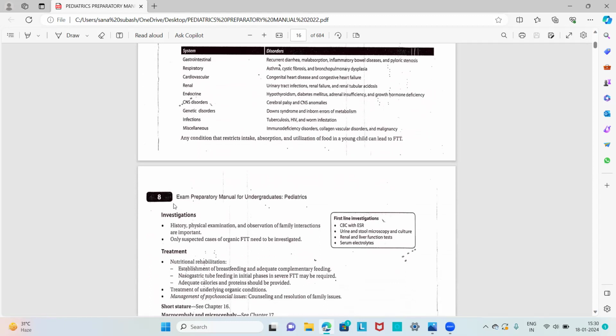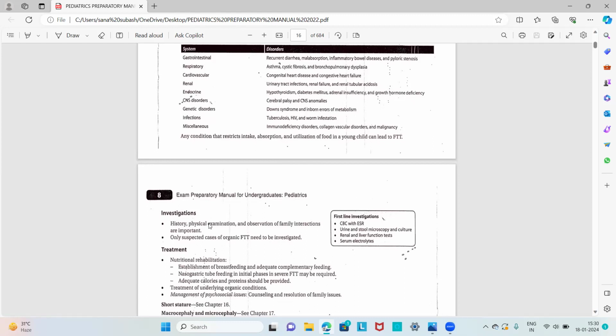If a child is presenting with failure to thrive or poor growth, we have to investigate. First of all, we have to take a thorough history regarding the nutritional and dietary history, then any disease history in the past, and any present symptoms. Likewise, we have to take the history, then do a physical examination, and also observe family interactions, which are important to look for any psychosocial factors.